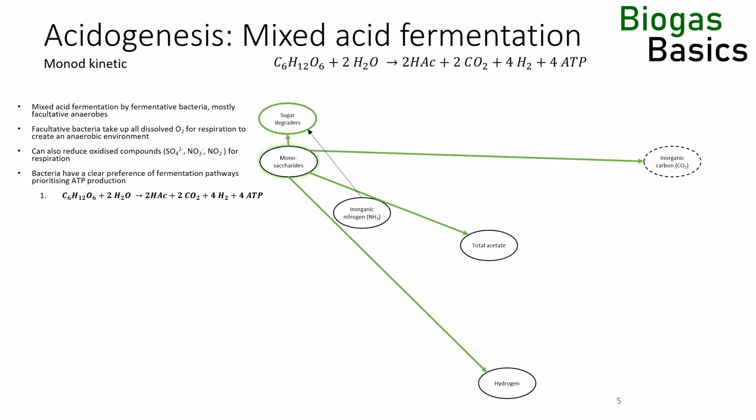The growth of sugar degraders requires a nitrogen source, which is inorganic nitrogen. In the ADM1, the terms inorganic carbon and inorganic nitrogen are used. They comprise all forms of CO2, such as gaseous and dissolved CO2, carbonic acid, bicarbonate and carbonate, and all forms of nitrogen, such as gaseous and dissolved ammonia and ammonium. Organic acids are referred to as their salt forms. For example, total acetate is the sum of acetate and acetic acid.